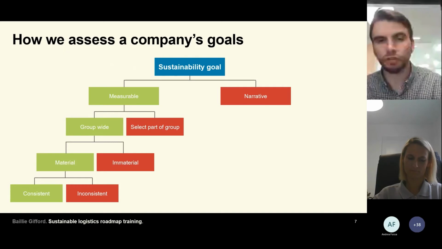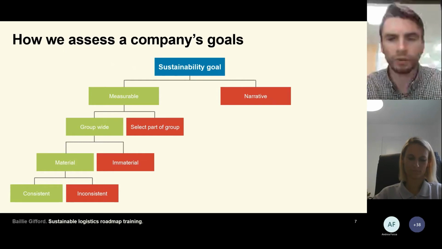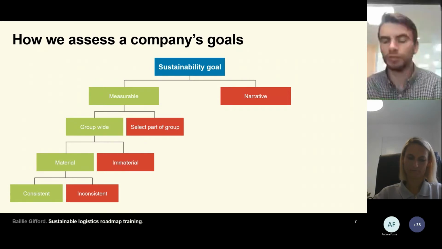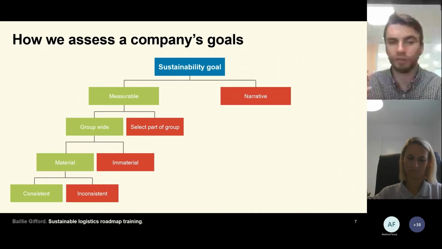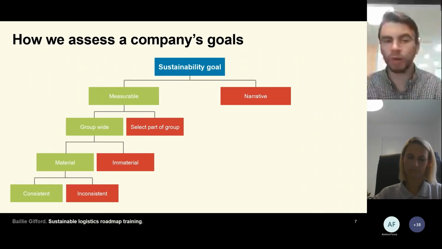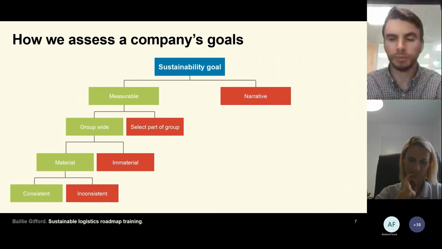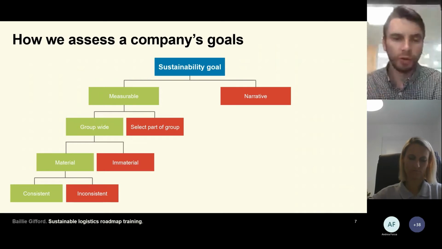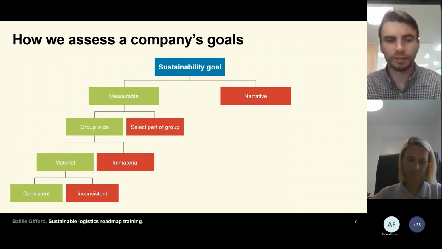So this chart here just shows the sustainability goals that I was mentioning, the decision tree that we go down. So first of all, is it a measurable goal? Too often we're finding examples of companies will give us a good narrative, but it's a goal that we find hard to measure because it's not been quantified. We then want it to be group wide. Quite often when you read the details of a company's goals, it maybe applies to only non-franchised operations or only one part of the world. We want it to be holistic.